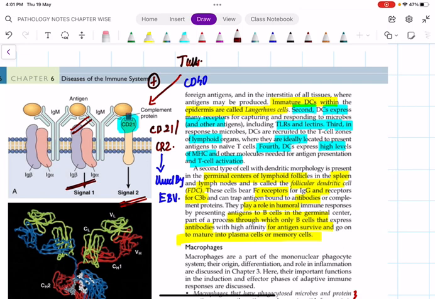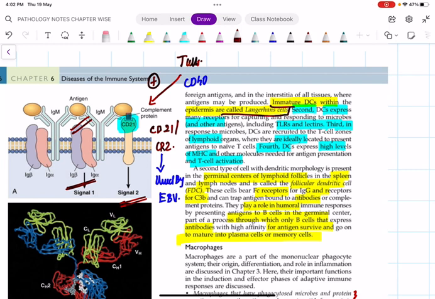Some immature dendritic cells are present in the epidermis of the skin. Very important, I am telling it again. The dendritic cells which are present only in the epidermis we call Langerhans cells. If it is present somewhere else, please don't use that name.